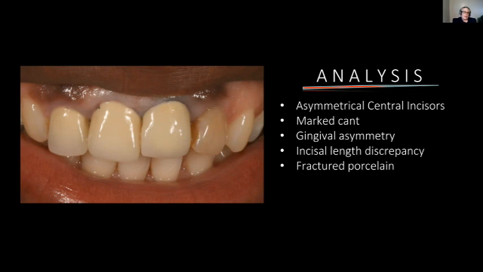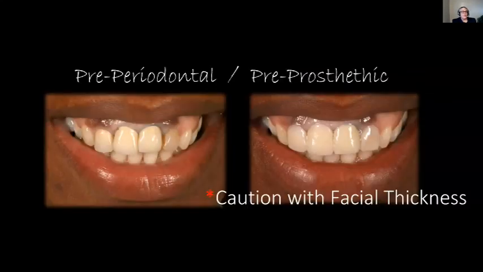So we have that marked cant. You can see we have a right to left cant. She has this gingival asymmetry. We have this incisal length discrepancy, and we have some fractured porcelain. So knowing that I'm going to do a little bit of periodontal work, I will do the mock-up directly on the patient's crowns, right on top of their gums, as you saw, and on top of the teeth. The key is to make it very dry, and it'll stay.